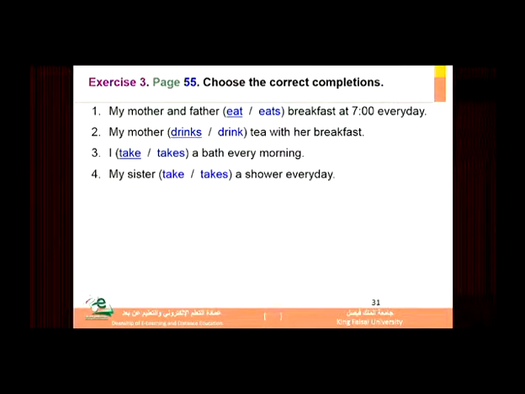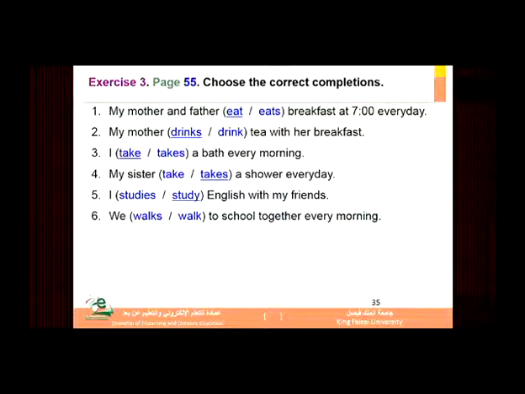Moving to sentence number 4, my sister takes a shower every day, because the subject is my sister, and my sister is a third person singular noun. I study or I studies English with my friend. The subject again is I, the first person, so it does not take an S. So I study English with my friend. Correct answer is study.